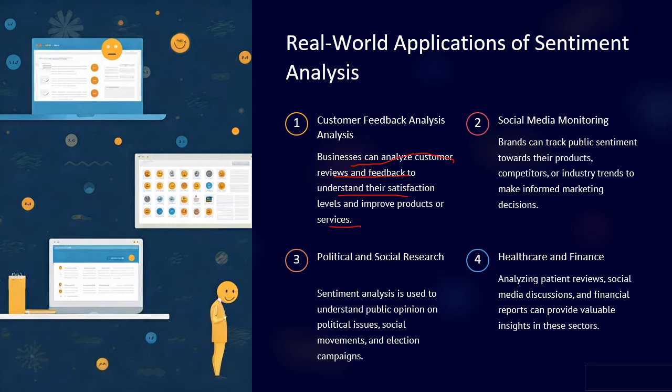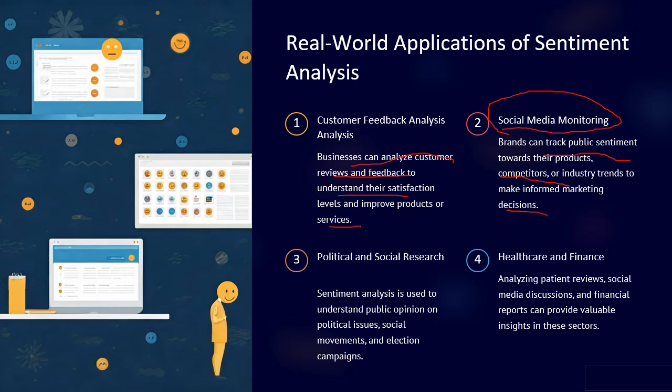Second one is social media monitoring. Nowadays, it's very important for social media to be satisfied with the given sentiment analysis. So brands, for example WhatsApp or Instagram, anything, can track the public sentiment towards the product so that they can compete with their competitors and industries and make informed marketing decisions to improve their app or anything.